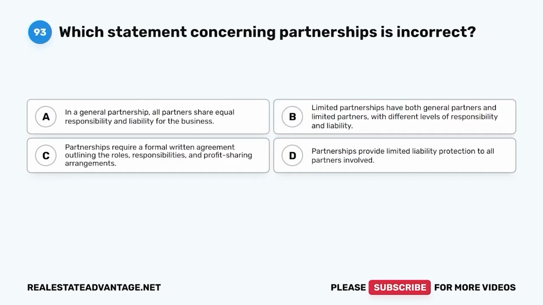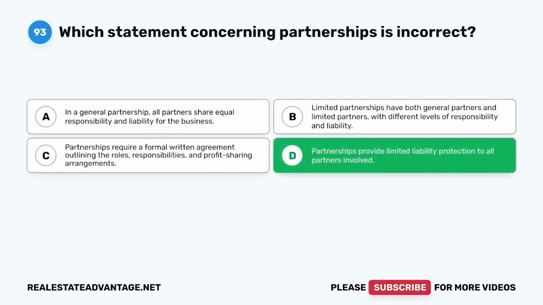Question 93. Which statement concerning partnerships is incorrect? A. In a general partnership, all partners share equal responsibility and liability for the business. B. Limited partnerships have both general partners and limited partners with different levels of responsibility and liability. C. Partnerships require a formal written agreement outlining the roles, responsibilities, and profit-sharing arrangements. D. Partnerships provide limited liability protection to all partners involved.